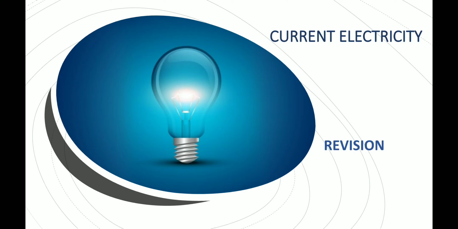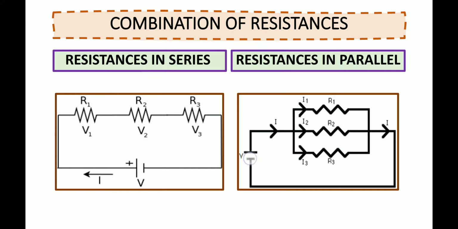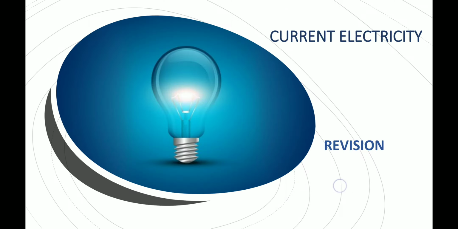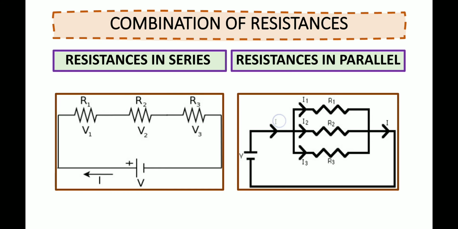Good morning, children. Today we will continue the revision of the chapter Current Electricity. You are now aware that resistances can be combined lengthwise or we can put them in parallel. This is the connection of the resistances in series, and this one is the connection of the resistances in parallel.